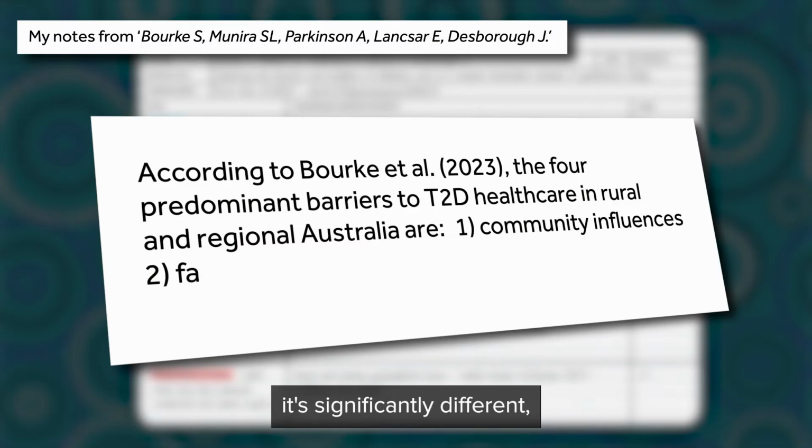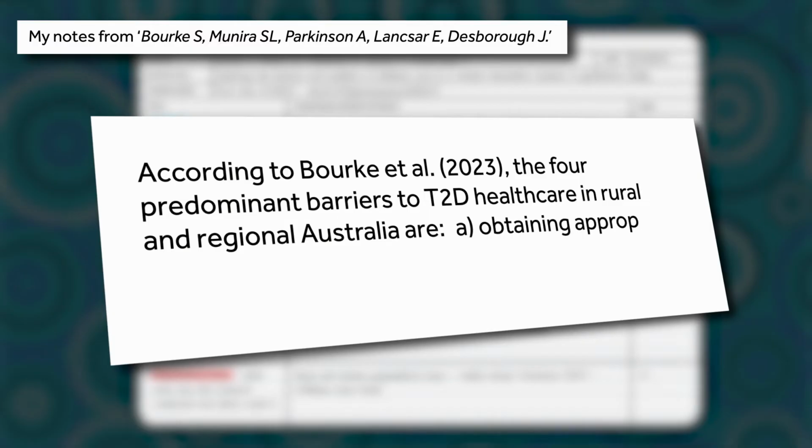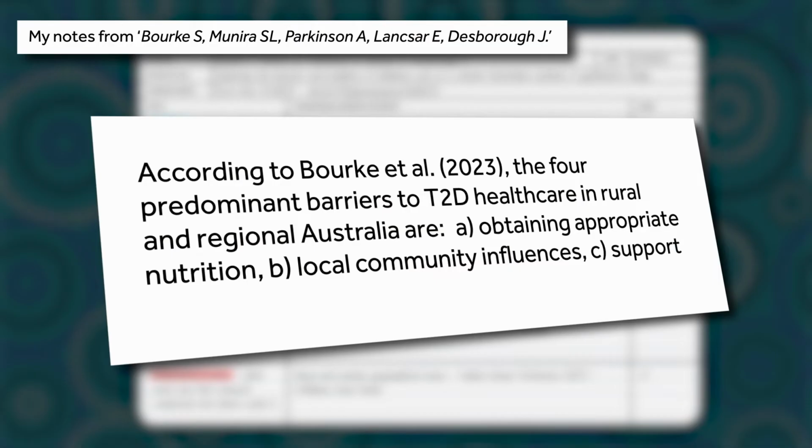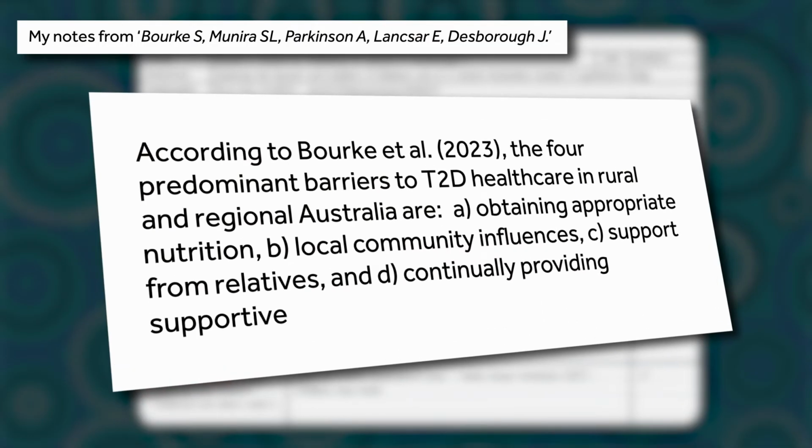Next, we'll continue to change the wording to ensure it's significantly different. A. Obtaining appropriate nutrition. B. Local community influences. C. Support from relatives. And D. Continually providing supportive information.